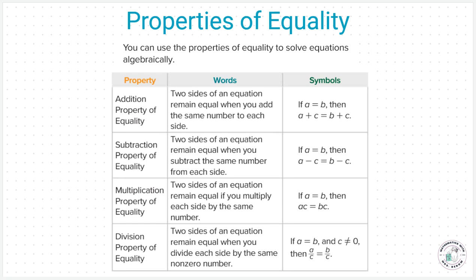So those properties of equality not only help us with these one-step equations, which I like to call little baby equations, they're going to help us with those more complicated ones later on. So it's really important that we keep these properties in mind and show our steps as we go through that we're doing the same operation of both sides of our equation.